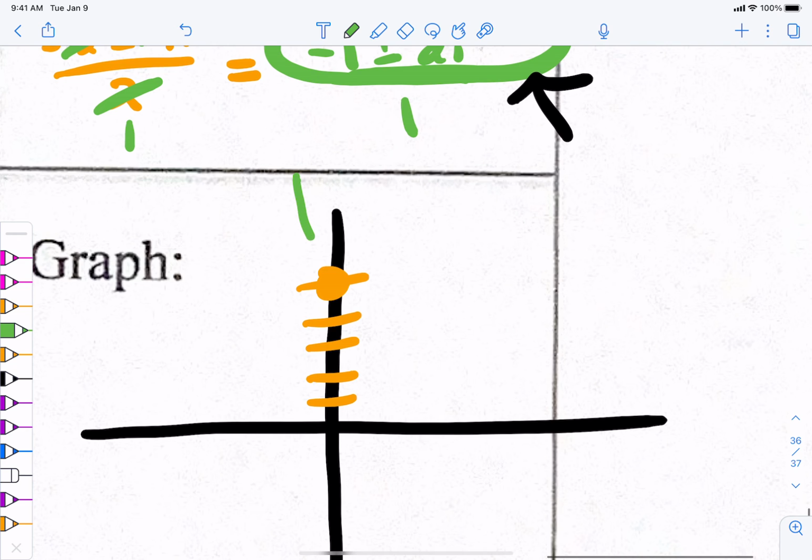So he could look like this, right? Or he could look like this, right? Or he could look like this, where that's the vertex, right? Okay? So how would we figure out what he looks like? Negative 1 is the vertex actually, right?